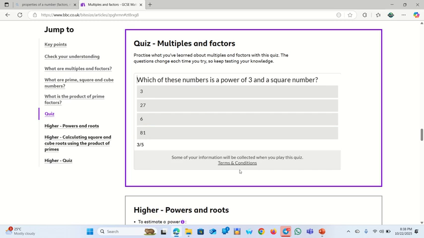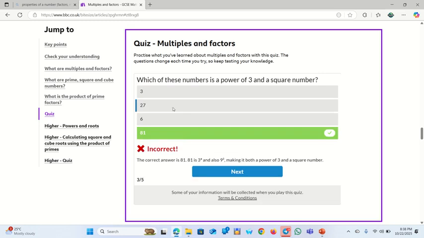27, sir. Yes. Power of 3 is 81. Which of these numbers? See, power of 3. That is 3 times 3 times 3. 27, sir. Because 9 times 3 is 27.